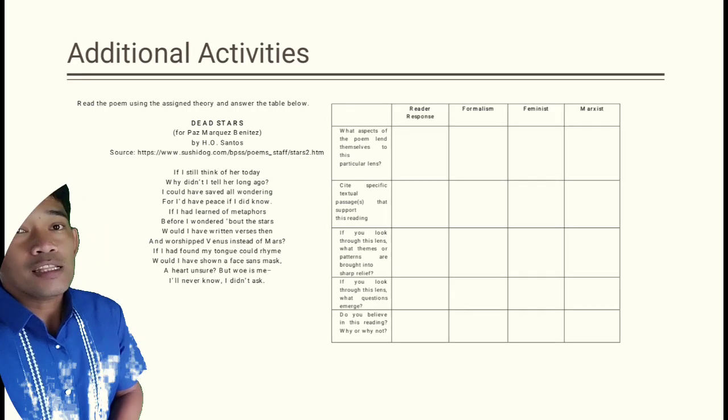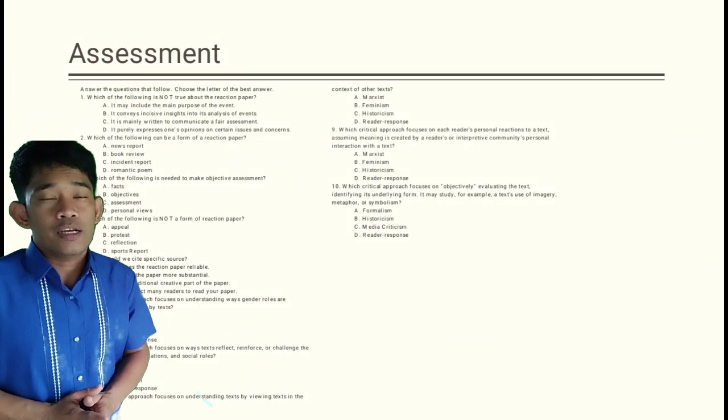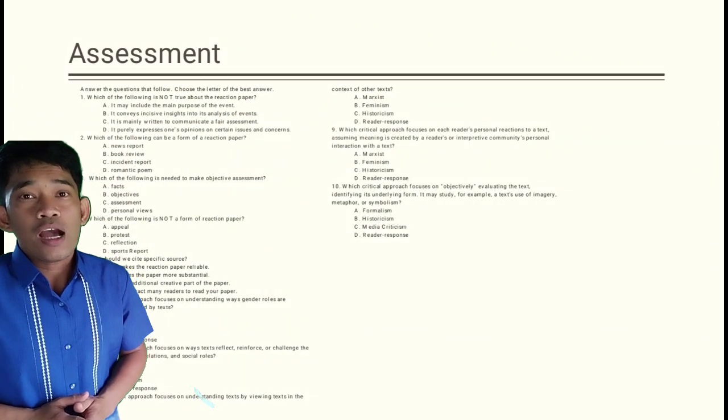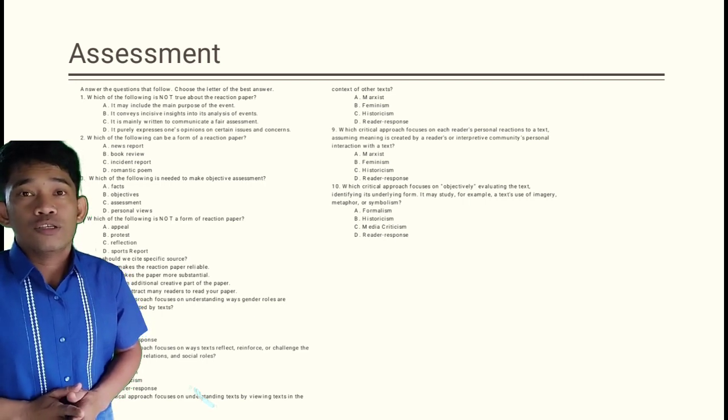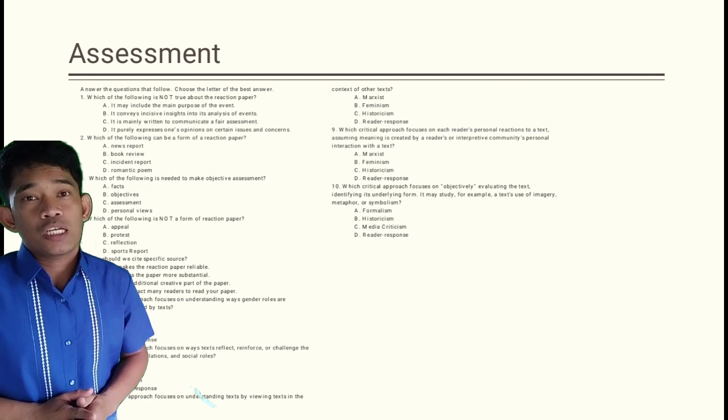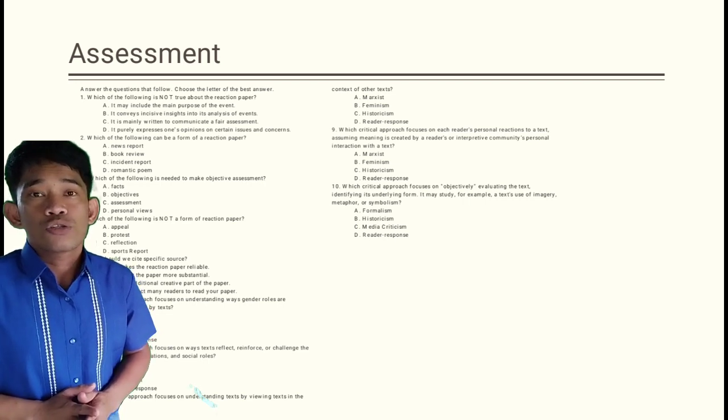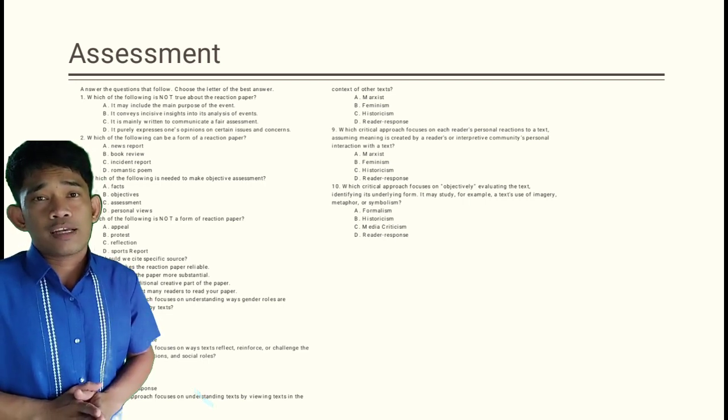And the last one, so we have here our, second to the last, I mean. We have here the assessment. We have here 10 items, and use your answer sheet in accomplishing this assessment part. You are just going to select the correct answer.